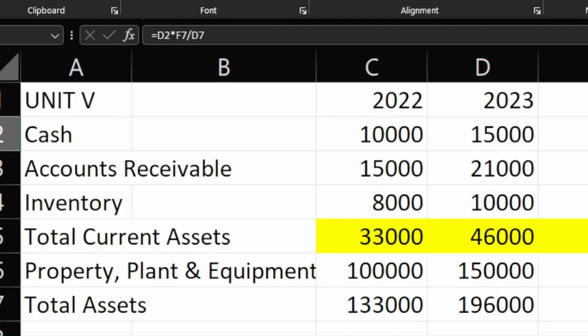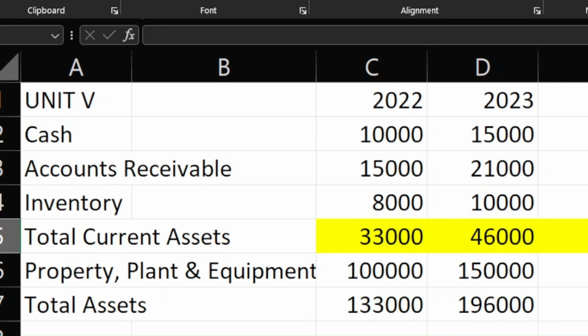In the same way, we will calculate for next year: 15,000 into 100 by the total asset value 1,96,000. Thereby it comes around 7.65. I'm giving the same formula for all the remaining. It is redundant again. Okay, so 7.69. Or else you put two lines for this total.